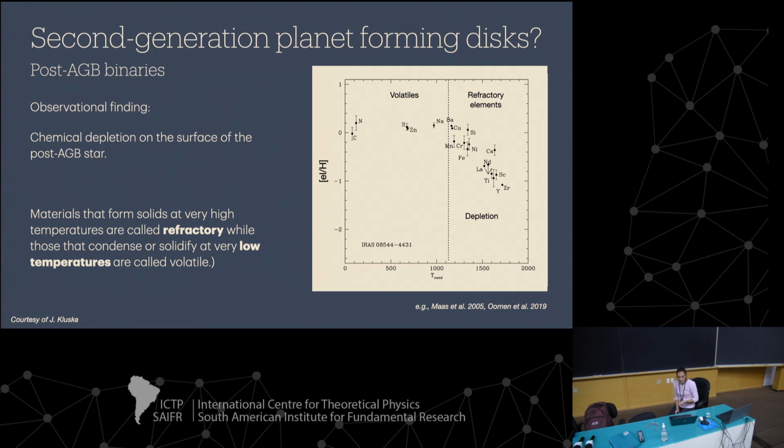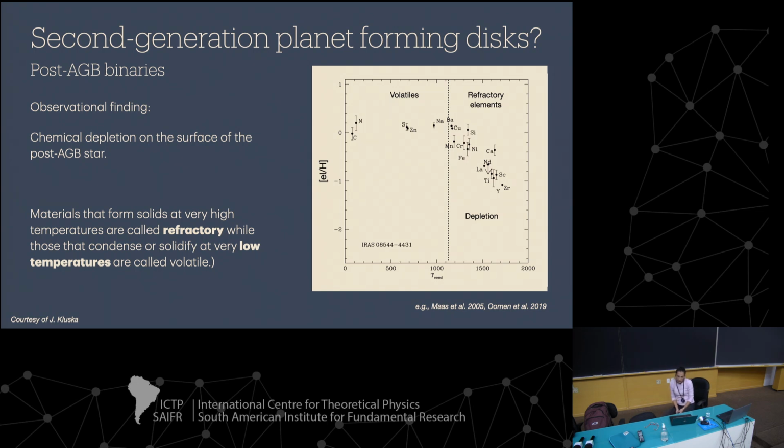Another interesting thing that they found for post-AGB binaries is that they display a peculiar chemical property. They saw a depletion of refractory elements. The refractory elements are those elements that solidify at higher temperatures. So in this case, it would be more or less around here. This is the element over hydrogen, normalized to the Sun.